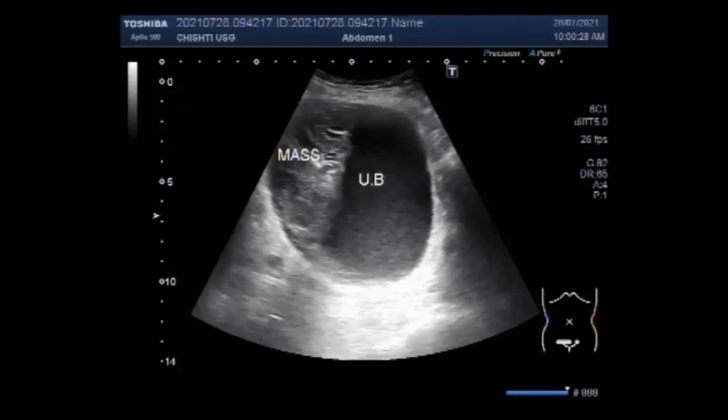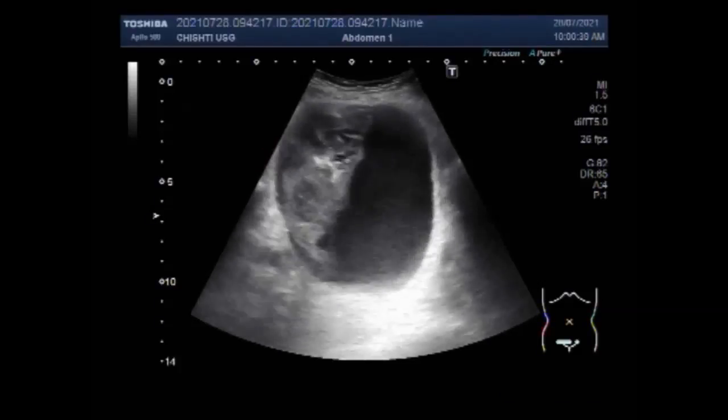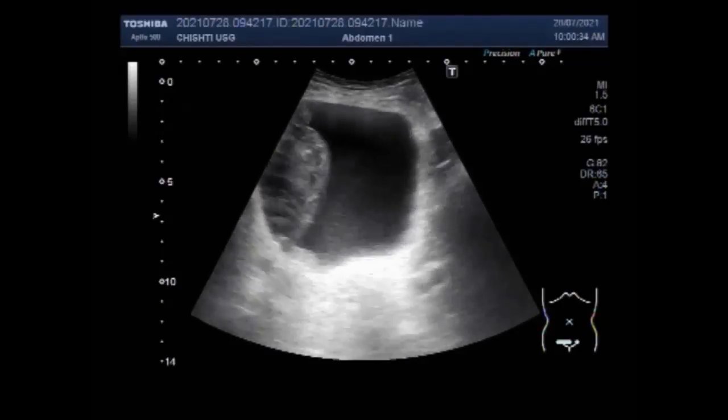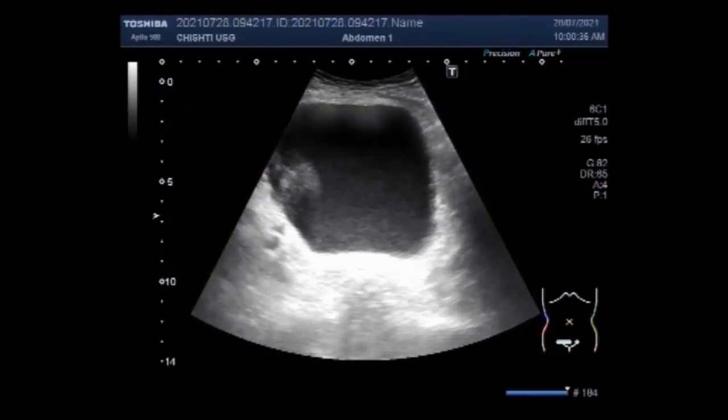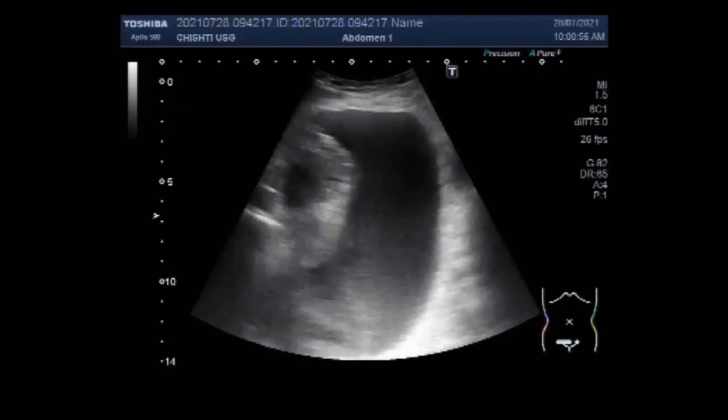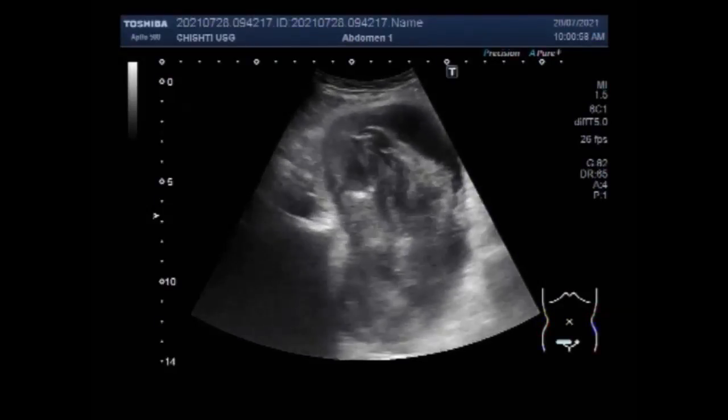This is the mass. You can see the mass is quite large, and it is involving the opening of the ureter into the bladder. So you can see the mass is semi-solid to solid in consistency, has heterogeneous echogenicity.